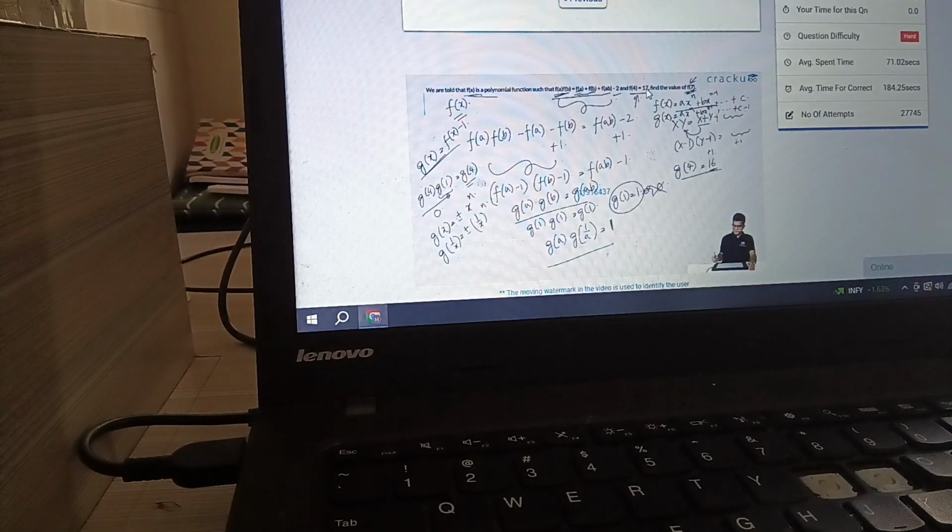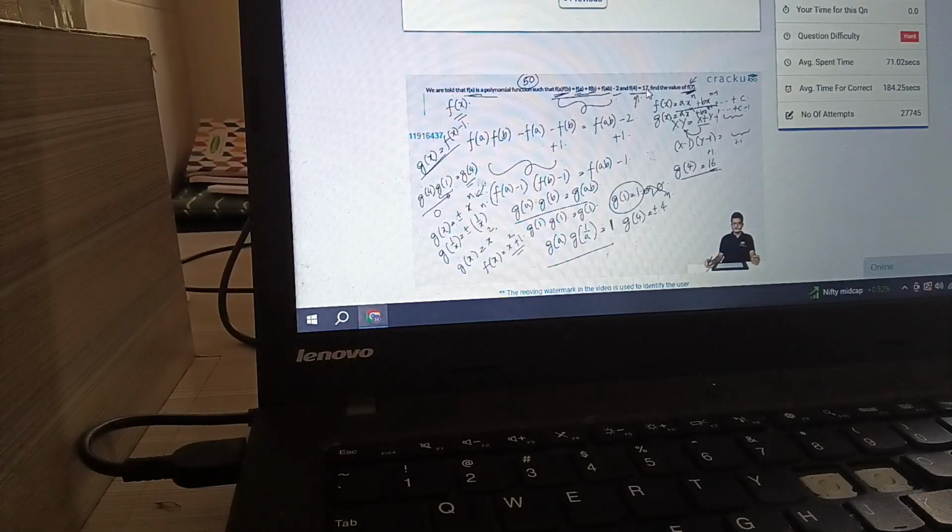We are told that g of 4 is equal to 16. So this would imply that g of 4 from this given equation has to be of the form plus or minus 4 to the power n. So now you can figure out that g of x is equal to x square and therefore f of x is equal to x square plus 1. Therefore the value of f of 7 is equal to 7 square plus 1, which is equal to 50.